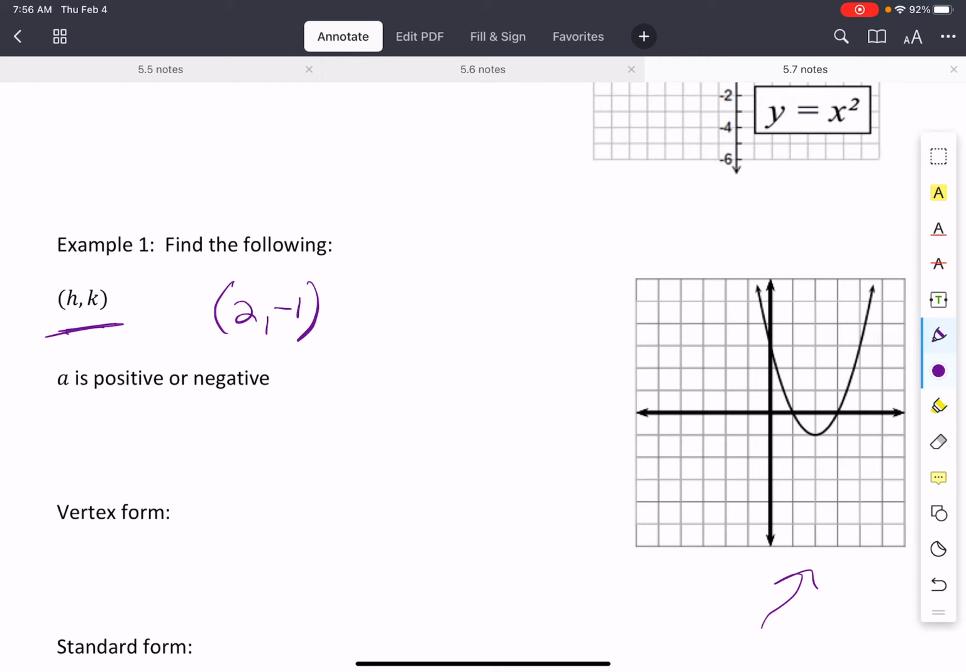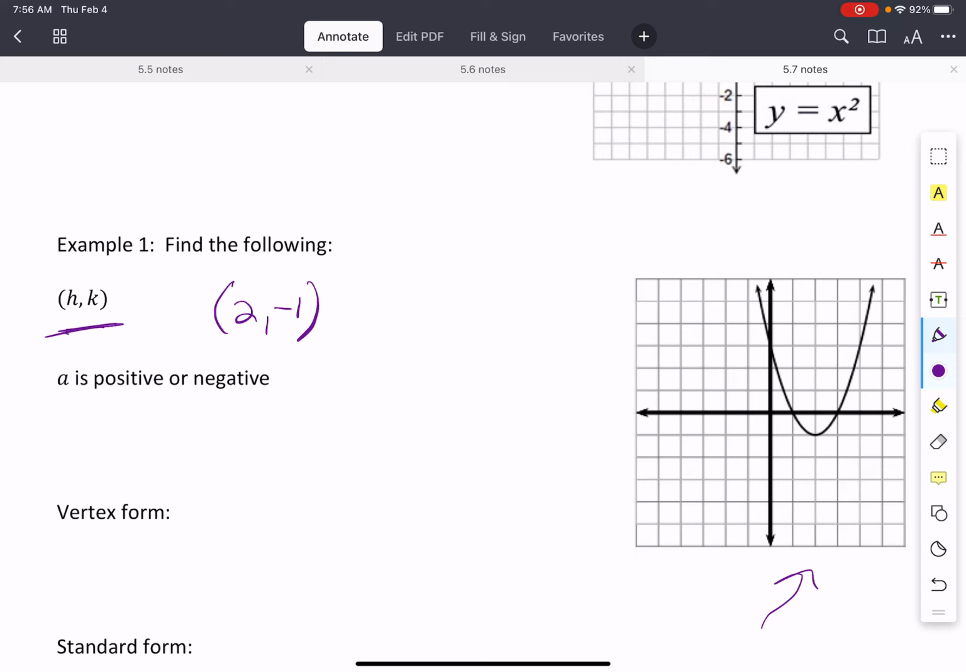Okay, Caitlin, what's your question? The HK. So the graph over here, they found the vertex. Just HK. Yeah, so HK means vertex. Okay.